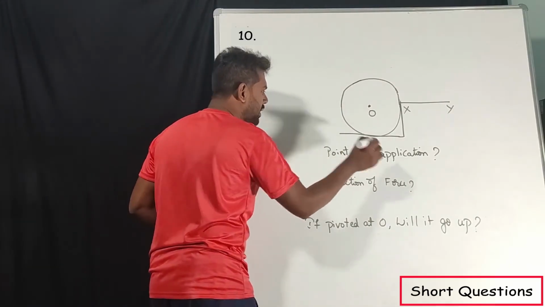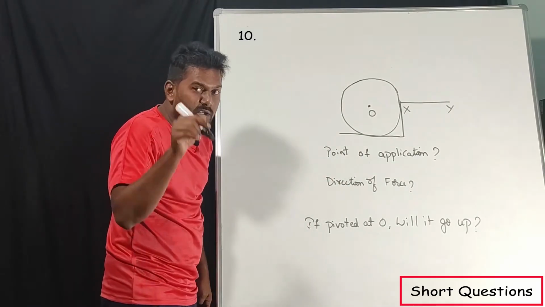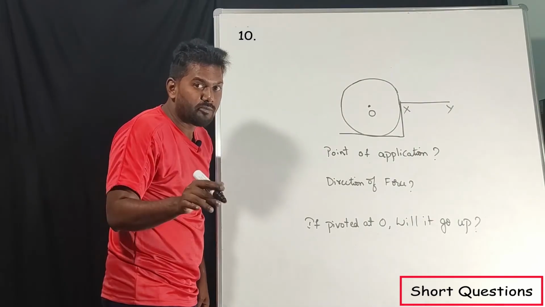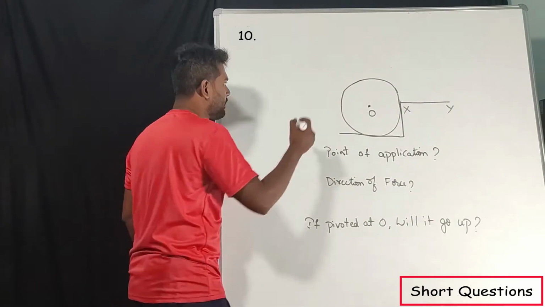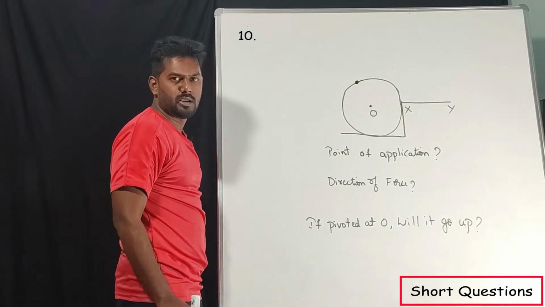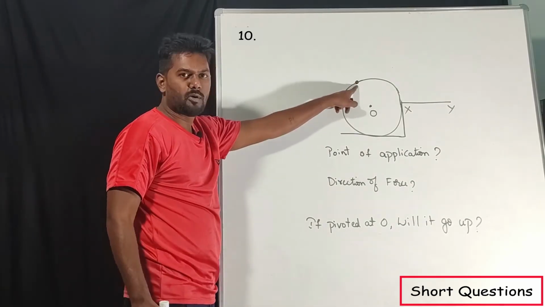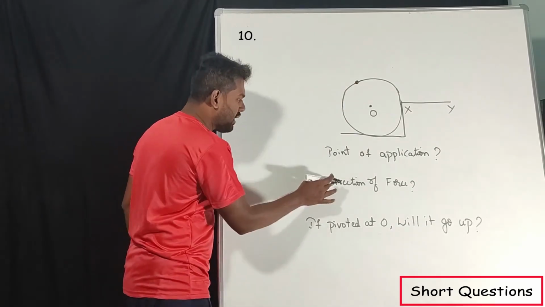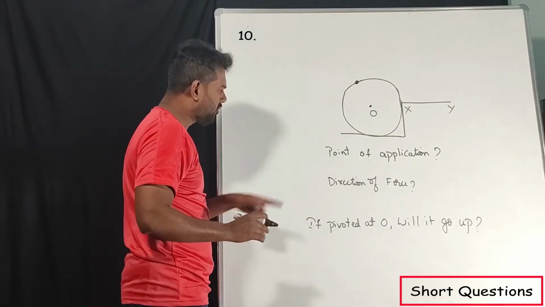Listen, what do you mean by point of application? The point, exactly the point, at which you are going to apply force. Okay, I am going to apply a force in here. This is the point of application for me. And the direction of force. Okay, how do they differ?